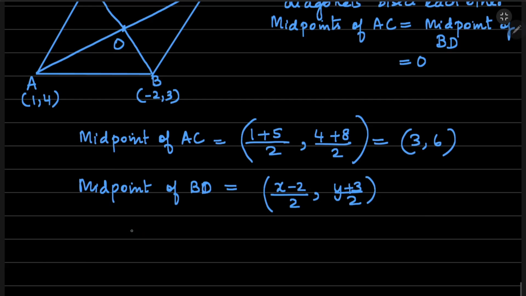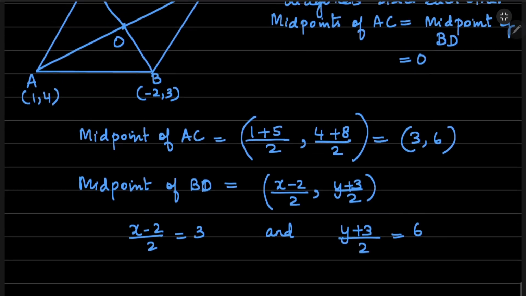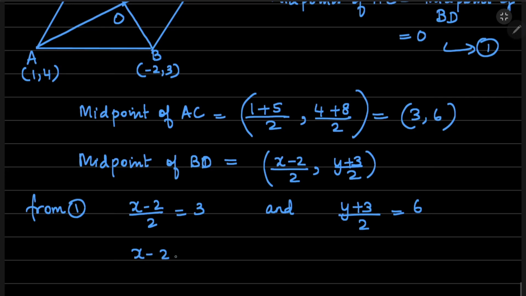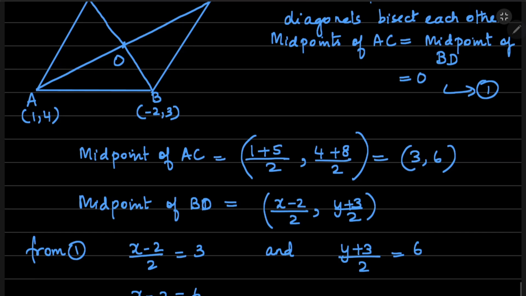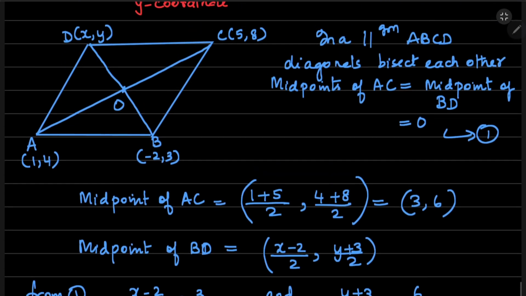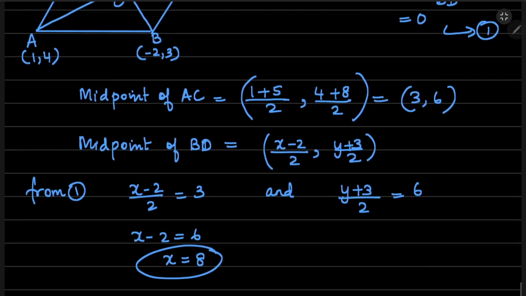So let's equate the coordinates. So x minus 2 by 2 equal to 3 and y plus 3 by 2 equal to 6. Cross multiply. Let this be equation 1. So from 1, because we know the midpoints are the same, we can just write this. X minus 2 equal to 6 and x is equal to 8. Okay, and what is y? So x and y here are the coordinates of D, right? So y plus 3 equal to 12. Y is equal to 12 minus 3, which is 9.